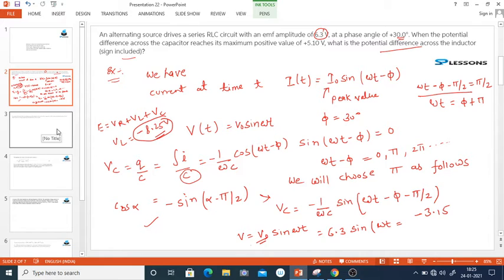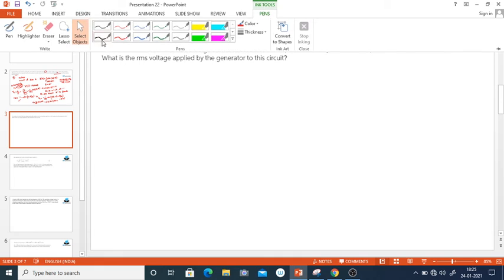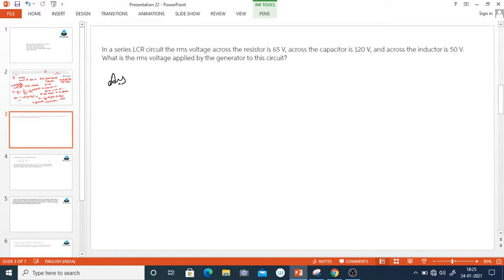So we can move on to the next question, which is that in a series LCR circuit, the RMS voltage across the resistor is 65 volt. Okay, so we can write VR, which is given as 65 volt. Across the capacitor is 120 volt, so we can write VC, which is equals to 120 volt, and across the inductor we can write VL, which is equals to 50 volt. So what is the RMS voltage applied by the generator to the circuit?